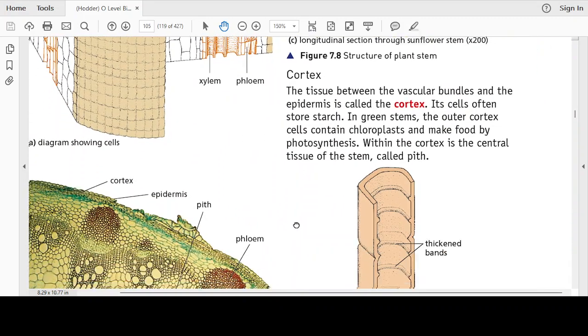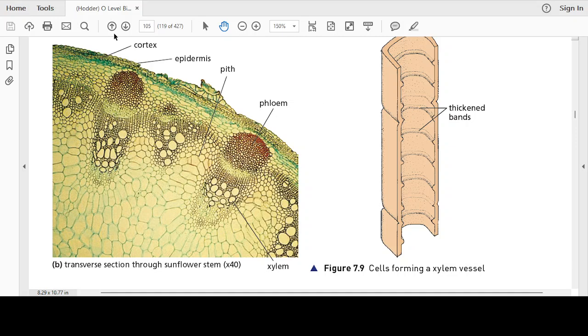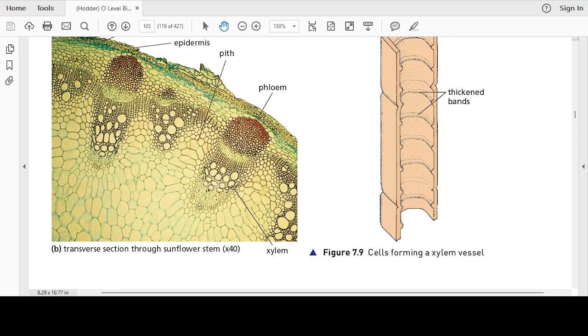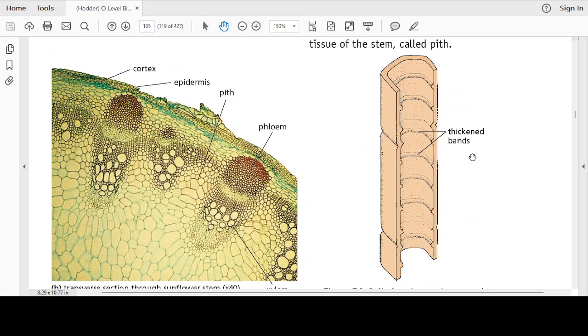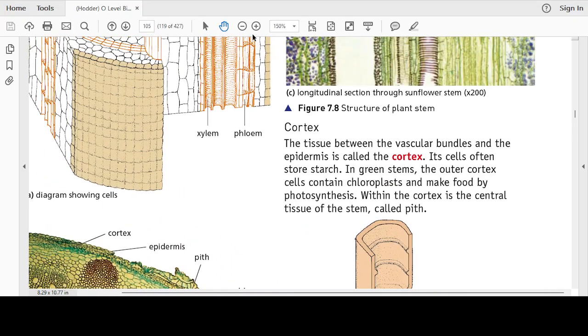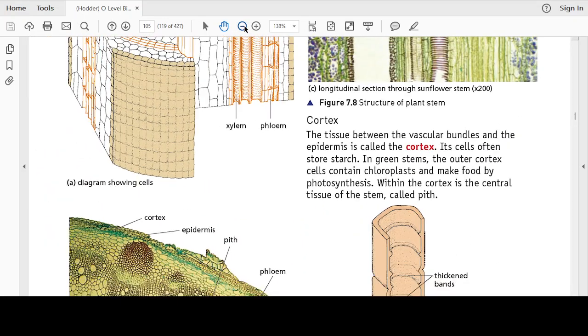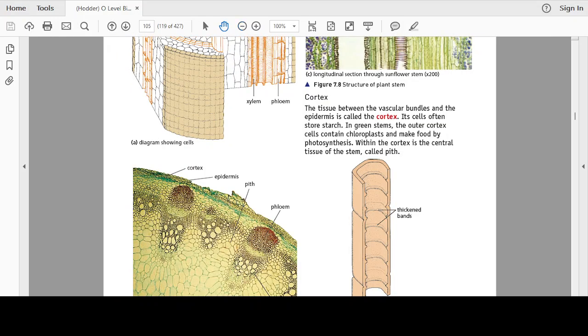And here's an electron micrograph, I believe, showing the same. The epidermis, the cortex, the pit, the phloem on the outside, the xylem on the inside. So this region is the xylem. Over here is the phloem, and this is a diagrammatic representation of a xylem with thickened bands. Lignin. The cell walls have been broken down. Any questions about the structure of the stem? No. Okay.